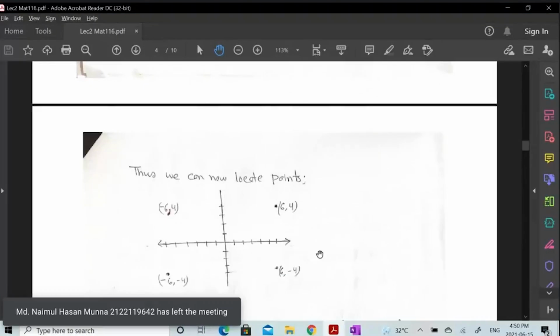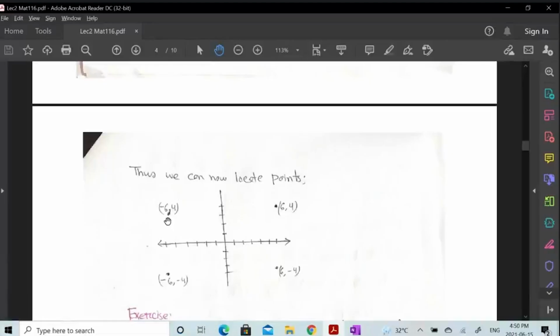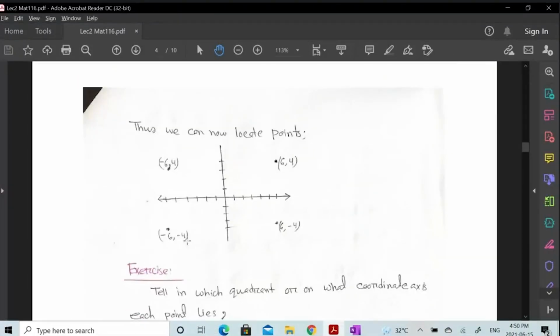This one is just an example. Where is (6, 4) going to lie? Since both of them are positive, it's in the first one. This is in the second one because x is negative, y is positive. All of them are negative, so it's in the third. And x positive, y negative, so it's in the fourth.